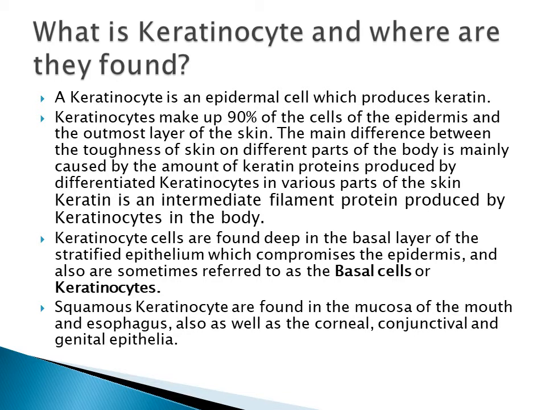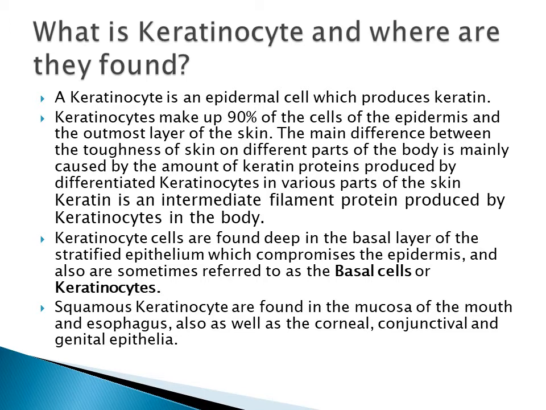What is a keratinocyte and where are they found? A keratinocyte is an epidermal cell which produces keratin. Keratinocytes make up 90% of the cells of the epidermis and are the utmost layer of the skin. The main difference between the toughness of the skin on different parts of the body is mainly caused by the amount of keratin proteins produced by differentiated keratinocytes in various parts of the skin. Keratin is an intermediate filament protein produced by keratinocytes in the body.